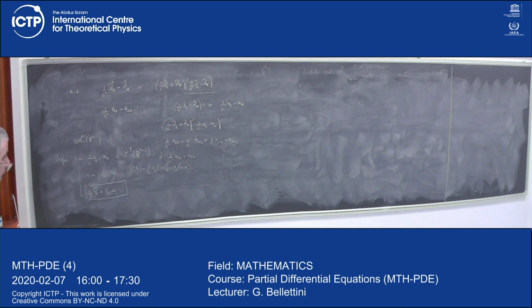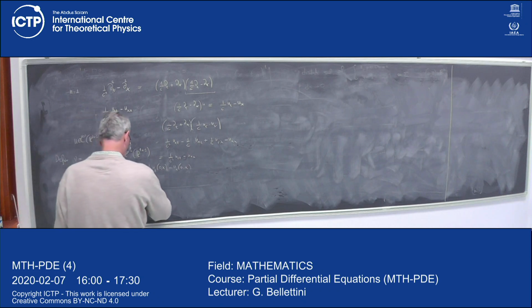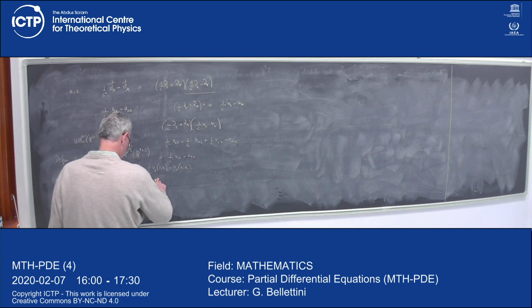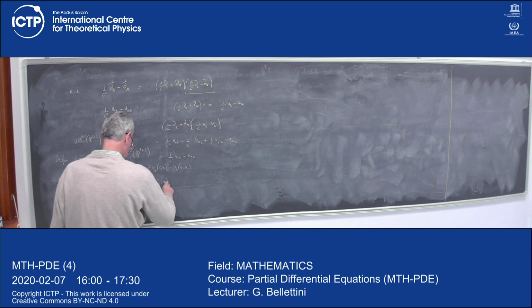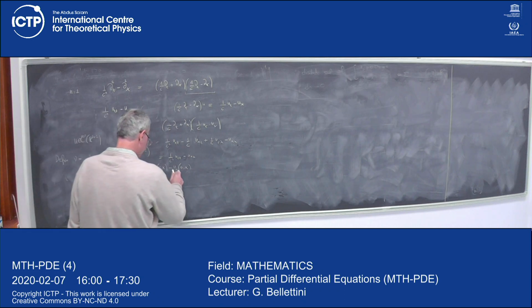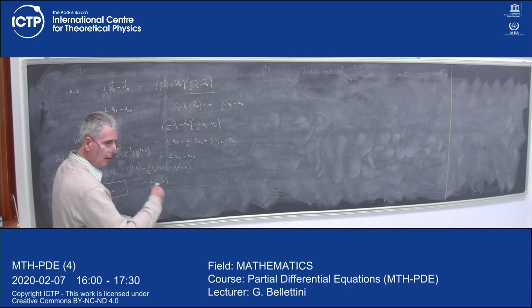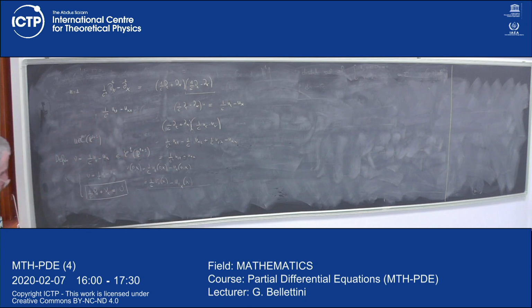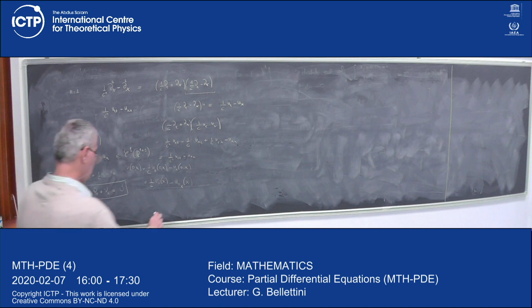But ut was called v0, and since everything is super smooth, I can also write this v0 of x. And then u at time 0 was called u0. Everything is super smooth, so this should be u0 of x. Okay? So we also have an initial condition.